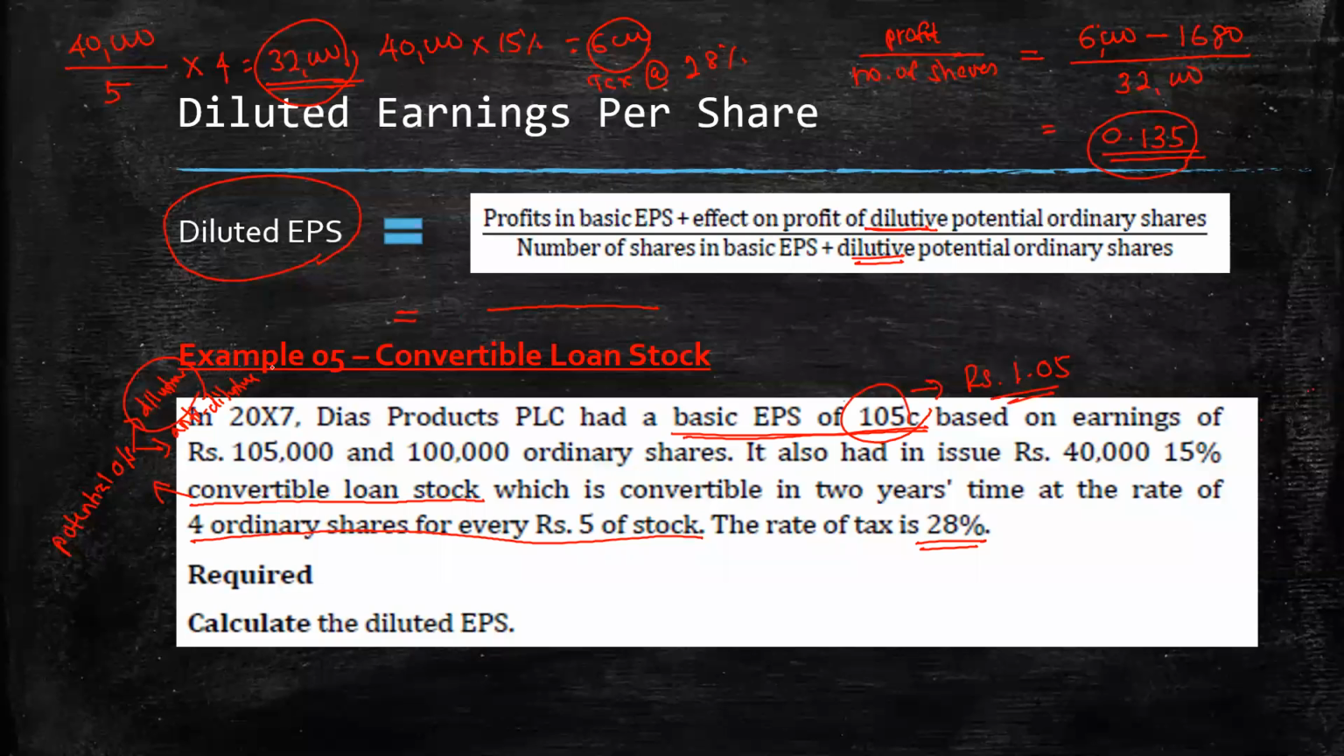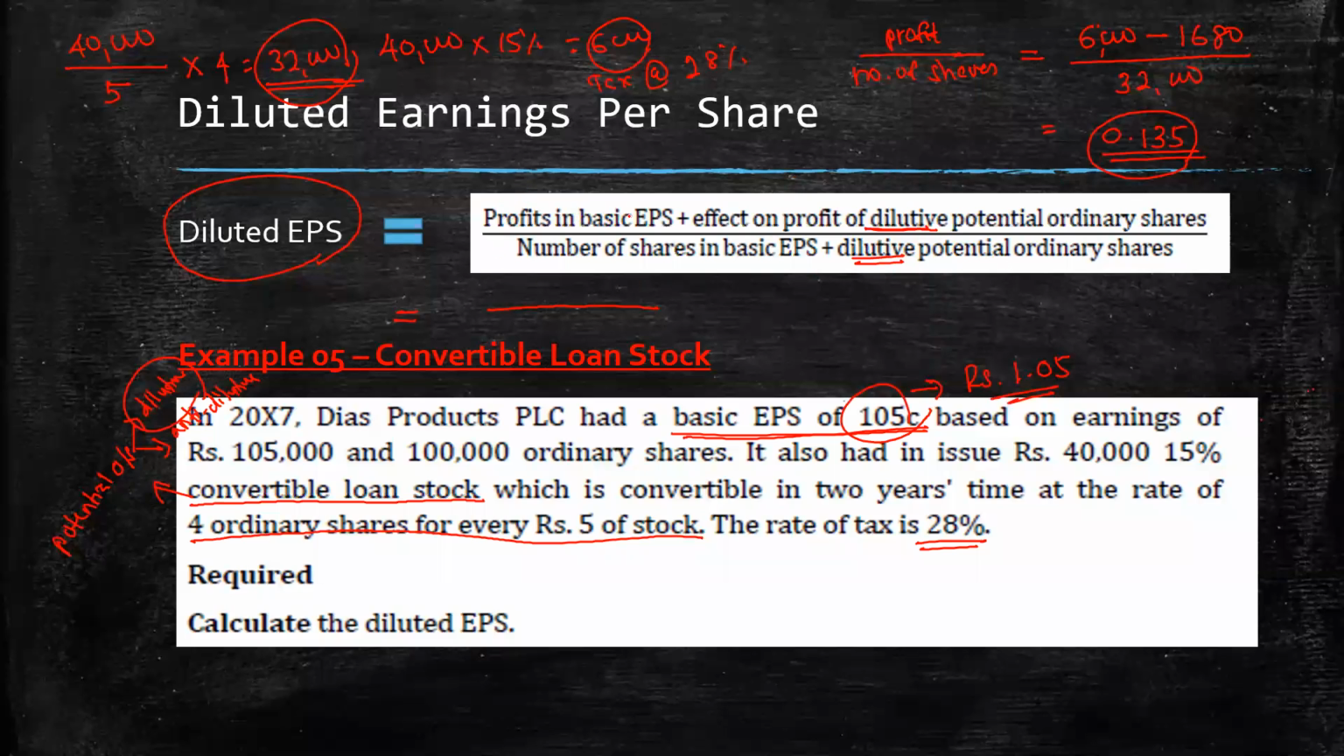After making sure that it is dilutive, we can calculate the diluted earnings per share value. This potential ordinary share is dilutive, therefore we need to consider this given information in calculating diluted earnings per share. So how do we calculate it? This is the formula that we need to use.